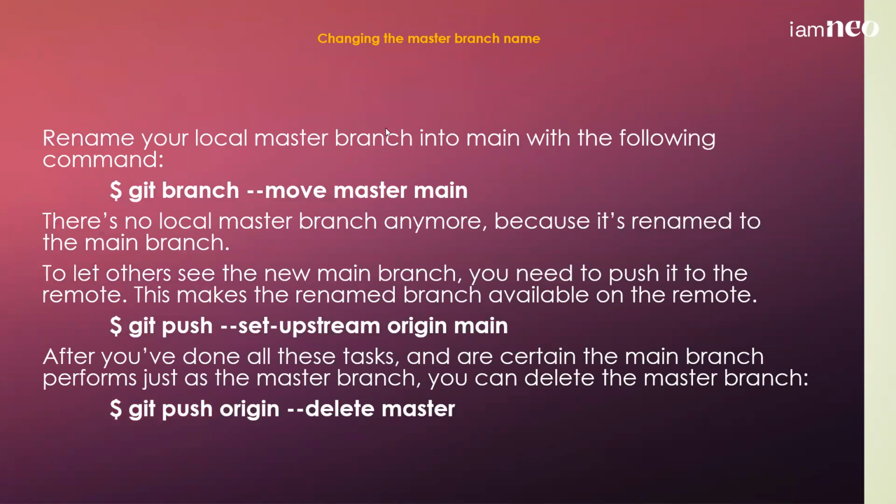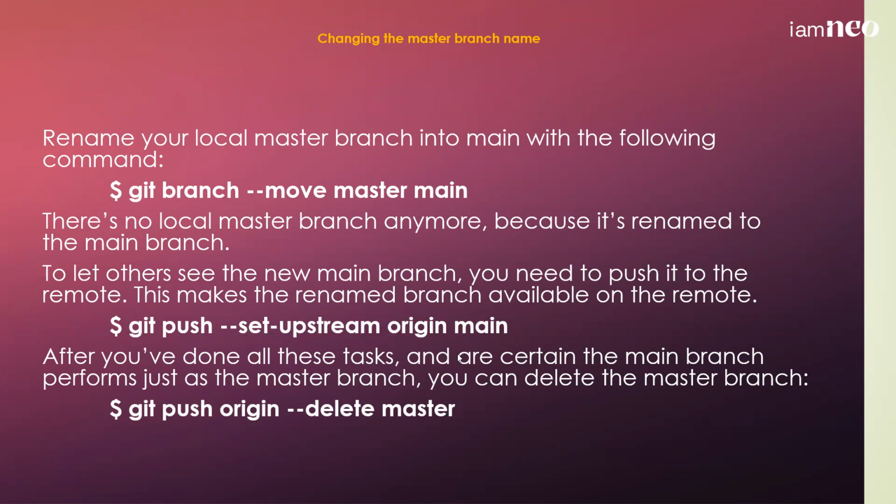Rename your local master branch into main. One more example: if you want to rename your master branch itself, you can give the same command, git branch --move master main. Master is the old name, main is the new name. To let others see the new main branch, you need to push it to the remote. This makes the renamed branch available on the remote systems. So git push --set-upstream origin main. So the master branch name will be renamed as main.